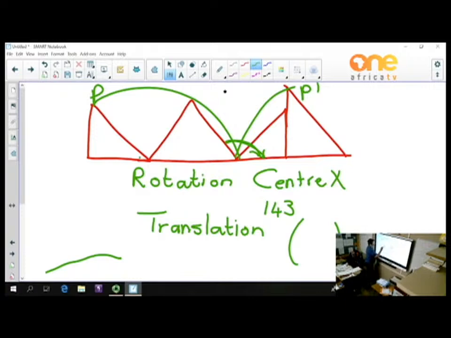So we have to add all the lengths of these sides. Now, this one was 3. This one will be 5. This one is 4, and this one is 3. So what is it in total? 15. So then the translation is with the column vector 15, 0. 0 because there is no movement up or down. We'll come back to this later on.